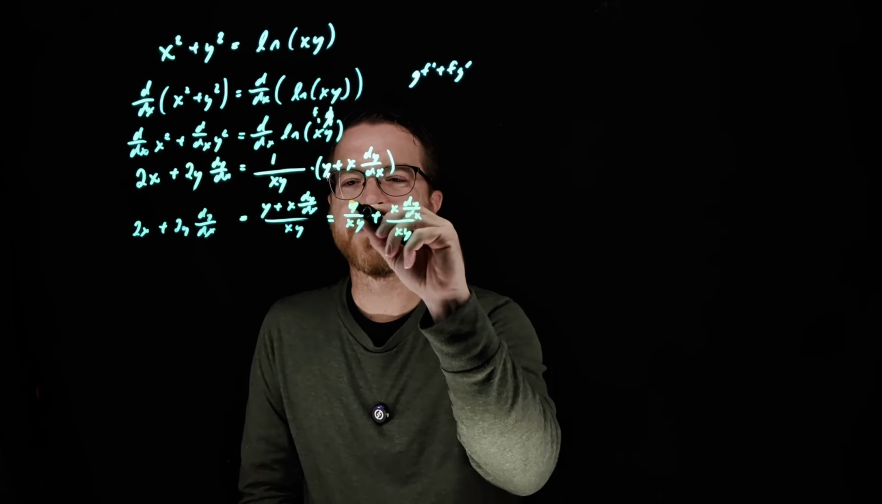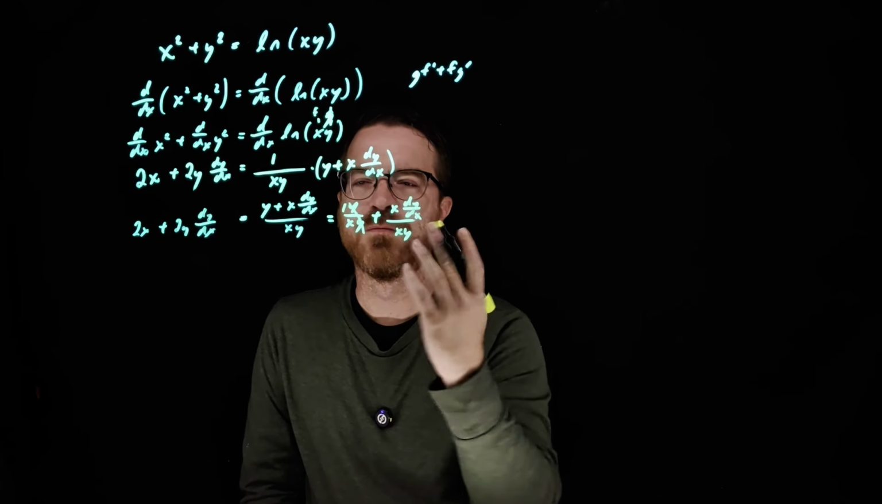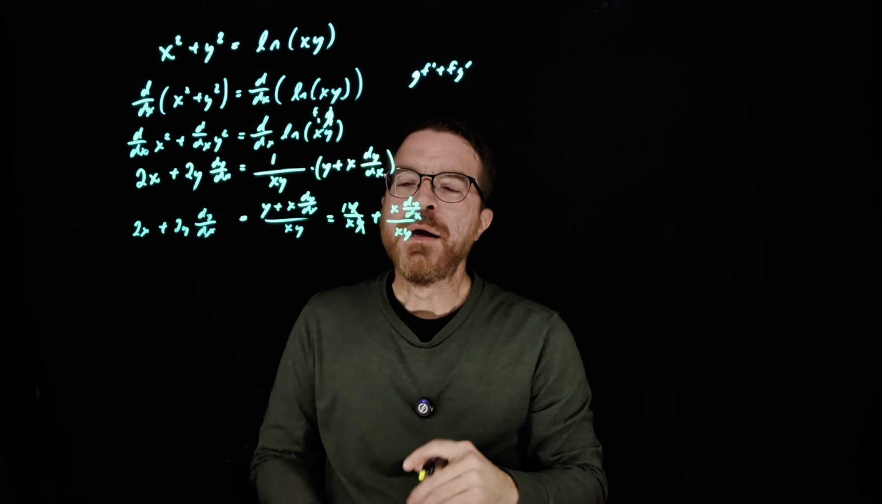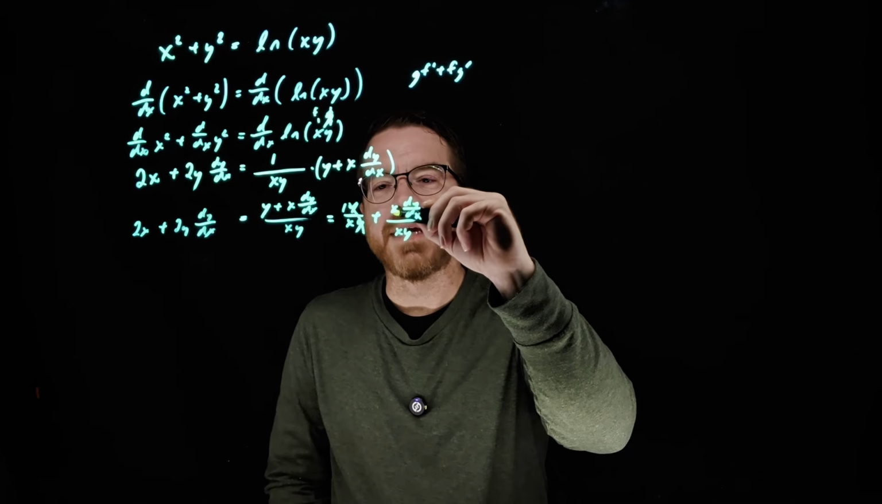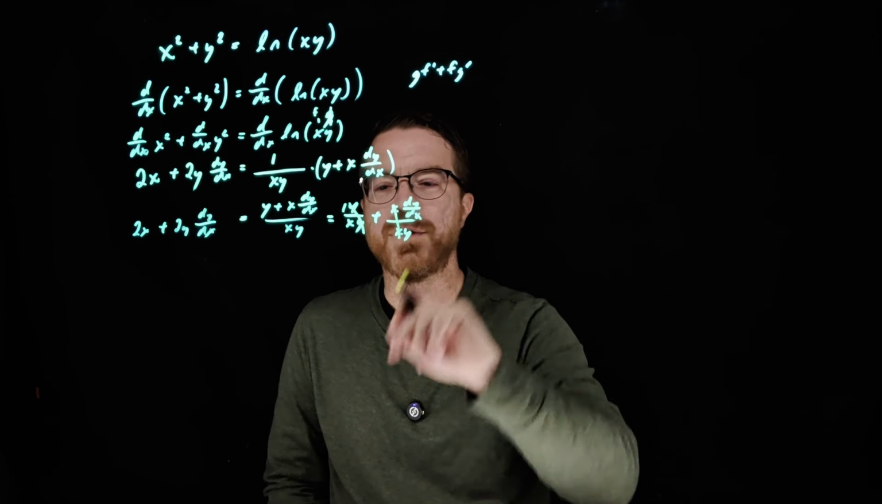And then, of course, in this case, our y's cancel. So really, you can just think of this as 1 over x. And actually, these x's cancel. So this will be dy/dx over y.